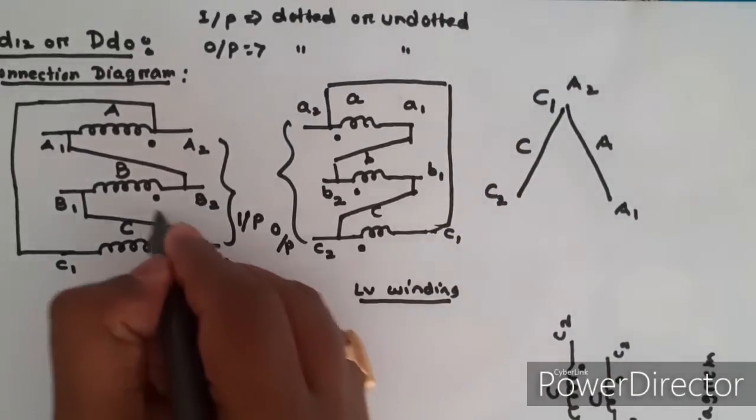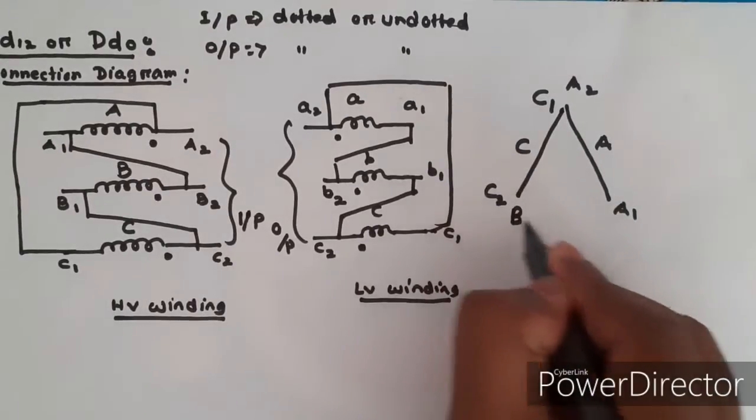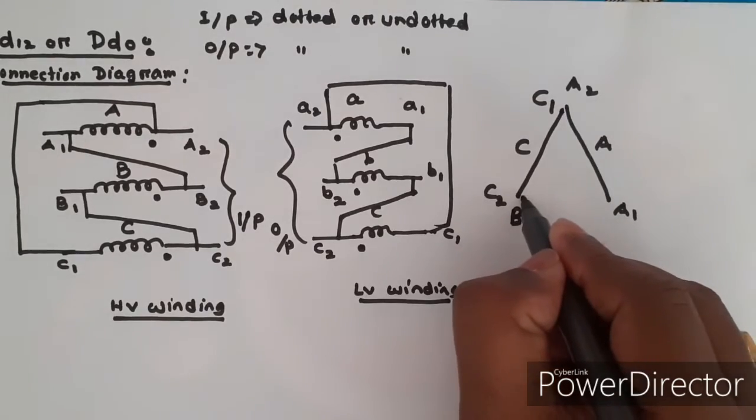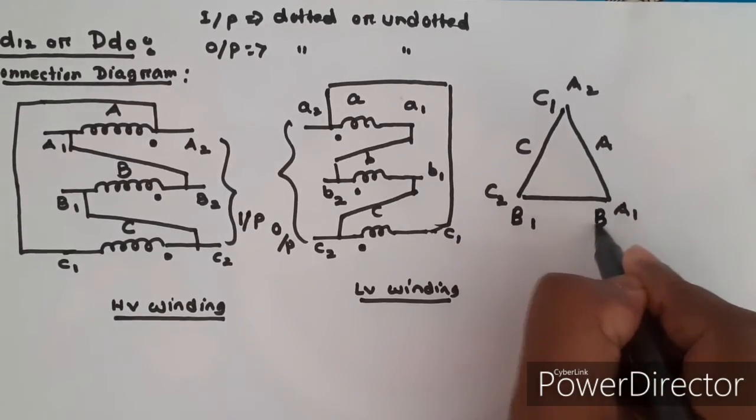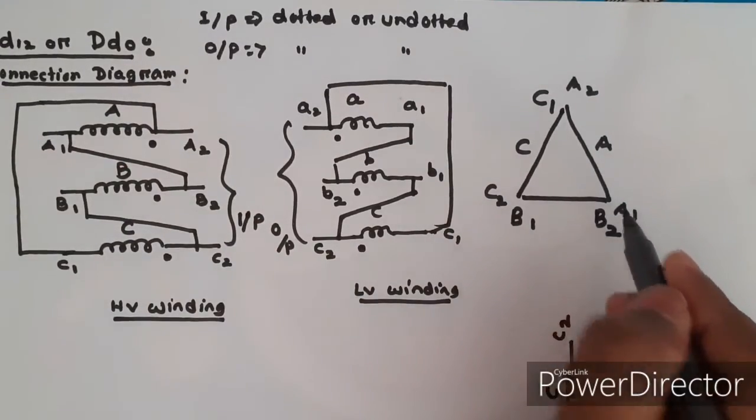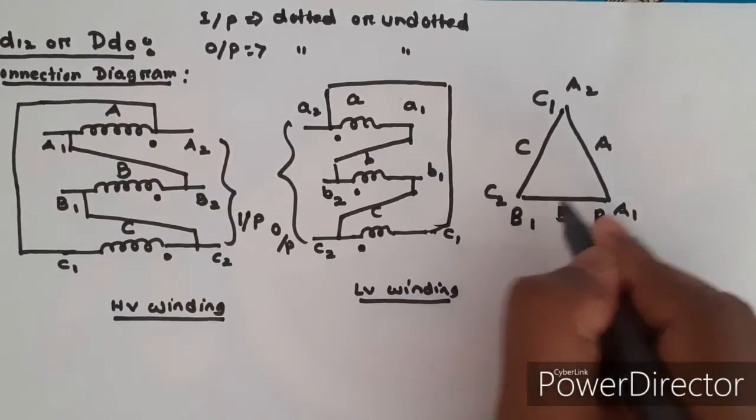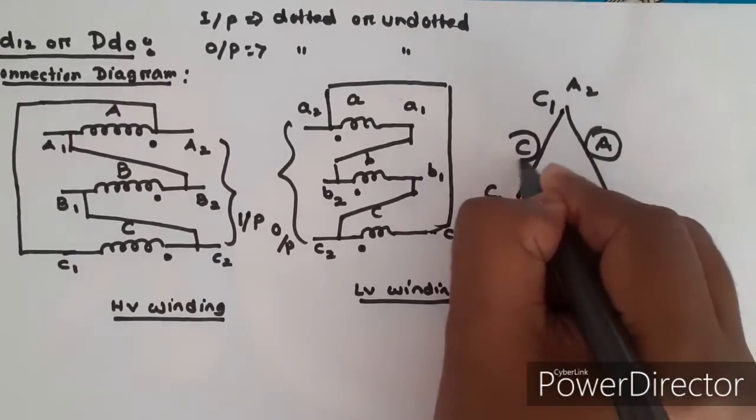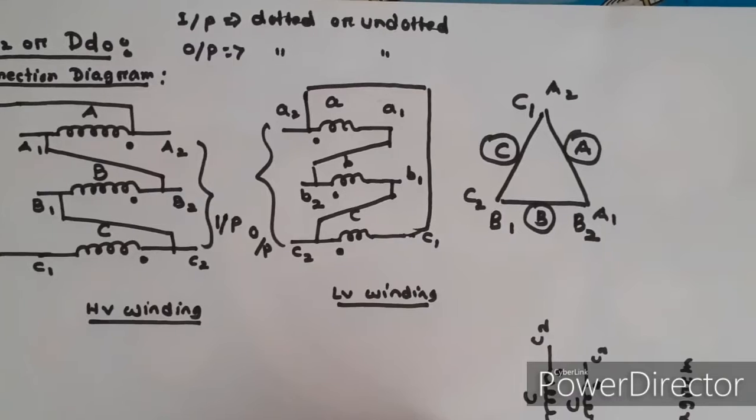This C2 is connected to B1. Then I draw B1, B2, and B2 is connected to A1. This is your B phase. This is A phase. This is B phase. This is your C phase.